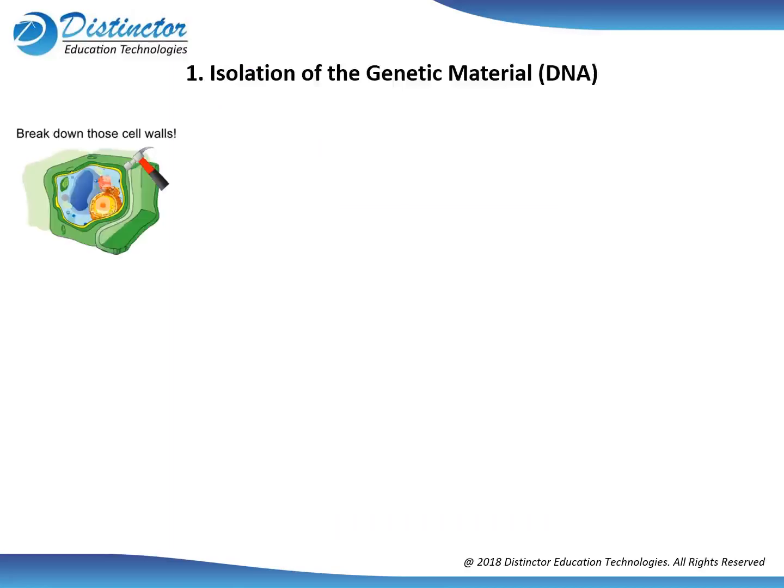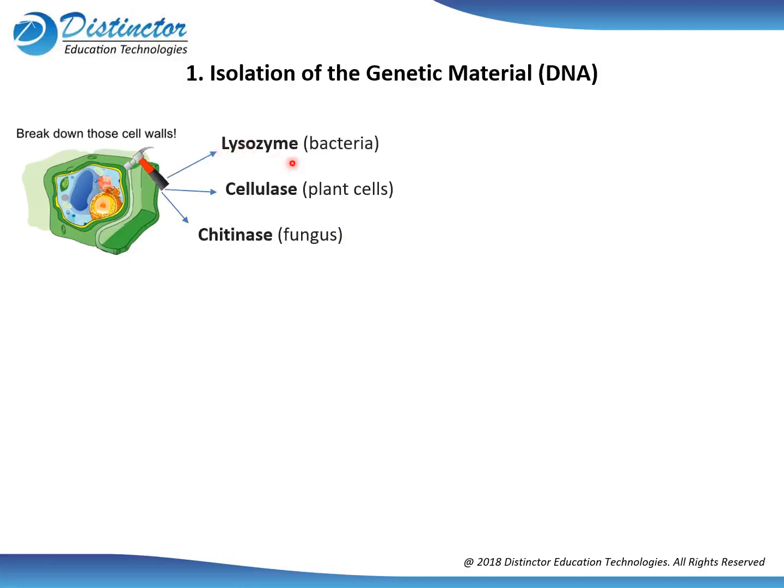Isolation of genetic material. The genetic material, or DNA, is always found inside the nucleus, inside the cell. First we need to break the cell wall, so we use enzymes to break the cell walls. We use lysozyme enzyme for a bacterial cell, cellulase enzyme for a plant cell, and chitinase enzyme for a fungus cell. By these enzymes we are able to break the cell wall.